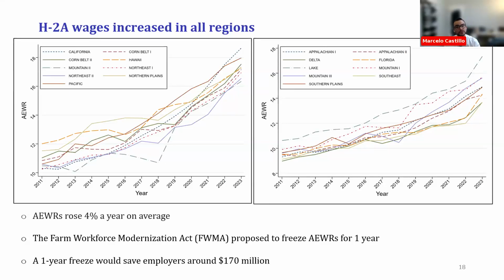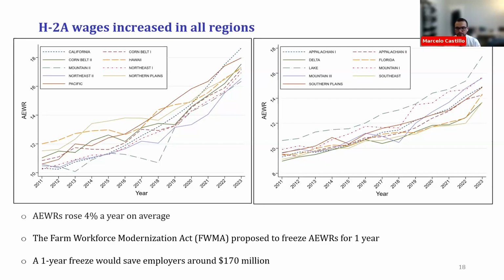And some agricultural employers argue that AEWRs are increasing too fast, and thus perhaps they should be capped. And this is one of the regulatory changes to the H-2A program that was proposed by the Farm Workforce Modernization Act, the FWMA. The FWMA was approved by the House in March 2021, but would eventually stall in the Senate. And I believe it was recently reintroduced just a few months ago. The FWMA also proposed to freeze AEWRs for 1 year and cap future increases at around 3% per year for the next 9 years after it was approved.